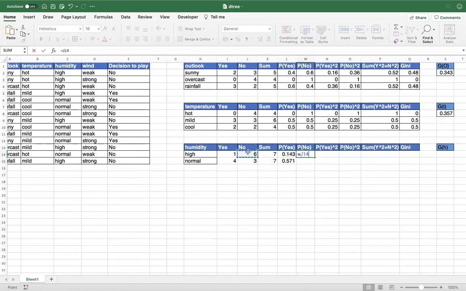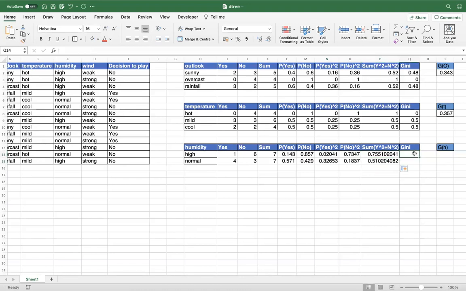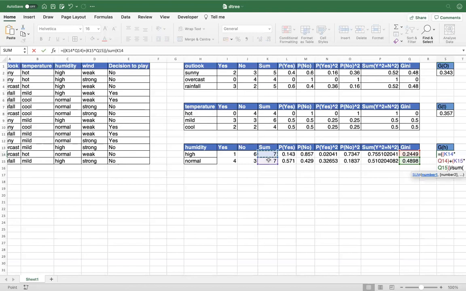Again, it is equal to no divided by sum of probabilities. And then the sum of the squared probabilities is equal to this into this, right? And the sum of these two, yes and no. Now the Gini index is equal to 1 minus this. And now finally the Gini index of humidity is going to be sum into the Gini index plus sum into the Gini index, divided by the total of sums.